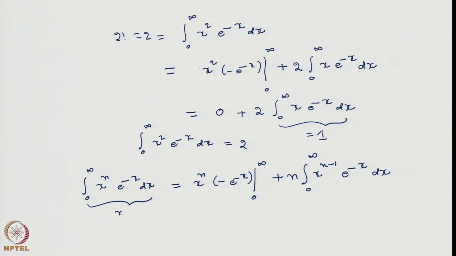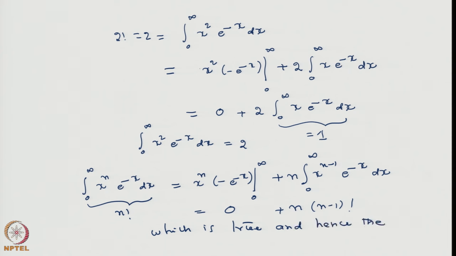If we had identified this as the n factorial, here it is going to be 0 at both the limits, and this will be n times n minus 1 factorial, which is true, because n factorial is n into n minus 1 factorial. By substituting different values of n, we can show that it reproduces the fundamental definition of n factorial, which is true. And hence, the integral representation is valid for integer n.